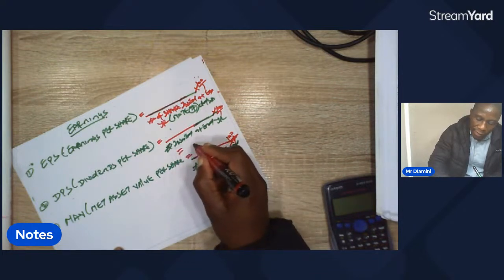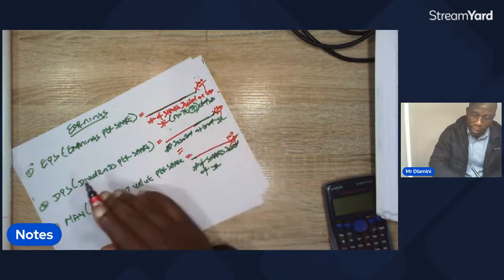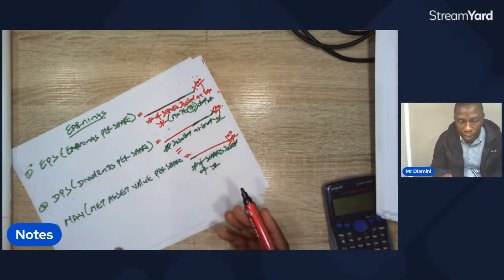The answer is something cents or something rand. You can write R as a prefix, or you can write C for cents, or in words.